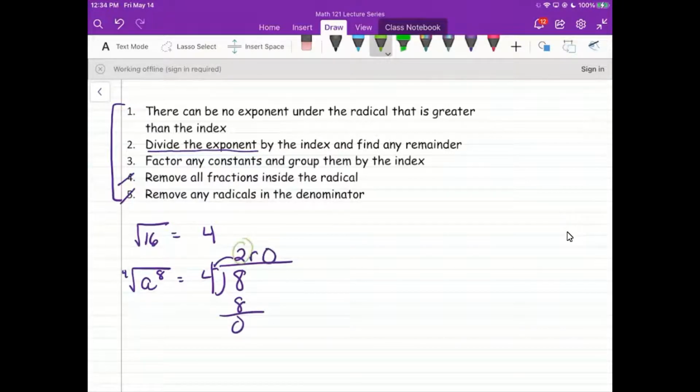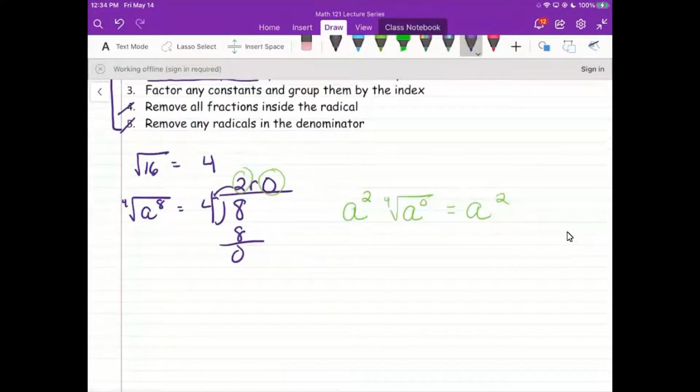This number tells you how many A's to pull out, and this number tells you how many to leave under the radical, in this case, 0. So the 4th root of a to the 8th power is simply a squared. Let's look at one that's a little more complicated. Consider something like the cube root of 16a to the 8th, b to the 9th.